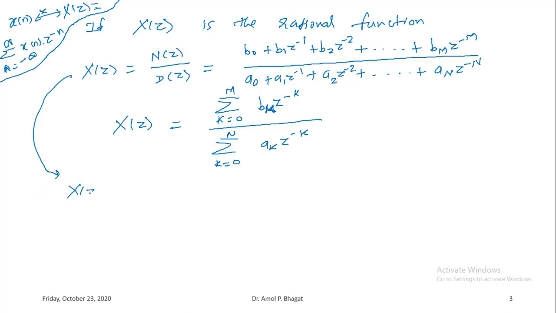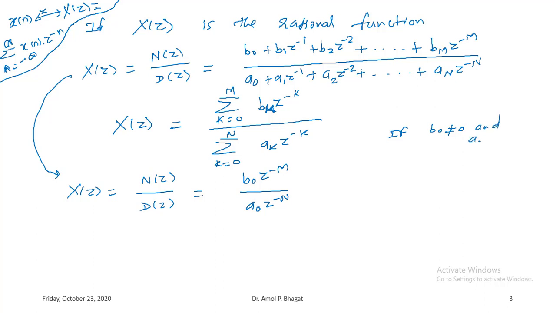Okay, so this X(z) can be represented as, again, it comprises a numerator and a denominator. From the numerator, if I take b0 z to the power m common from each term, that is b0 z to the power m from the numerator, and from the denominator I will take a0 z to the power minus n common. Here we consider that b0 is not equal to 0 and a0 is not equal to 0, so they have certain values present here.